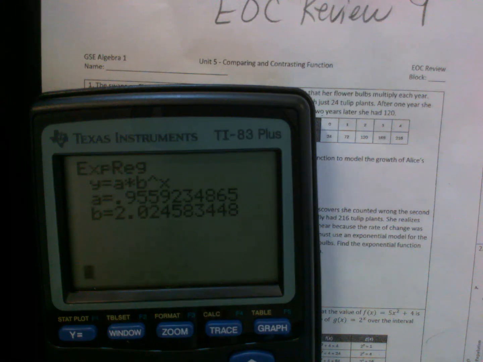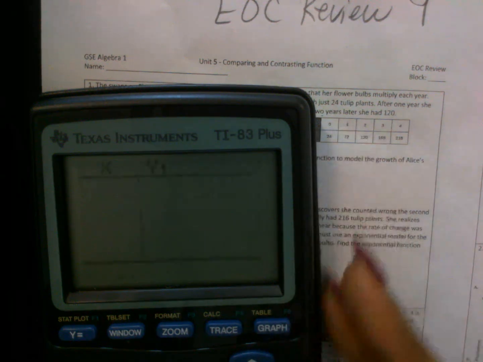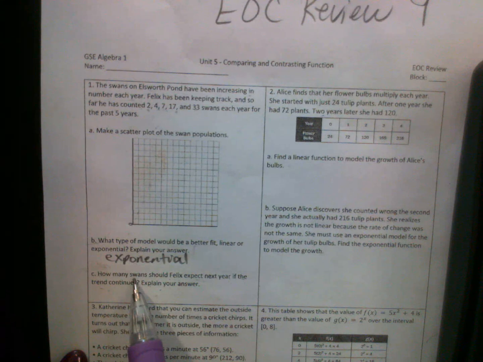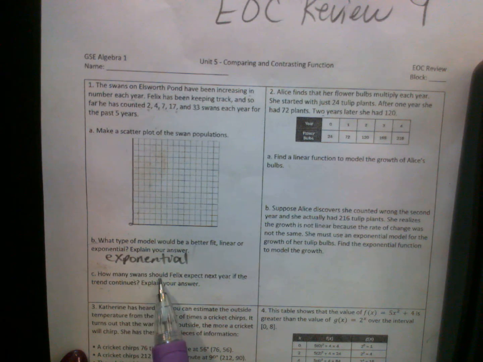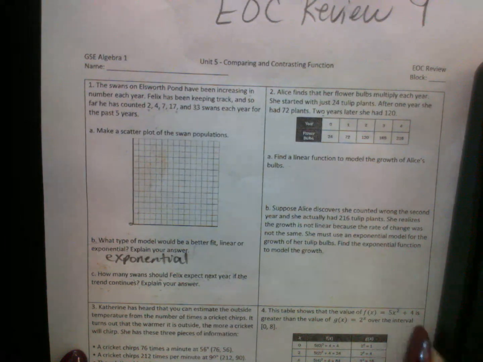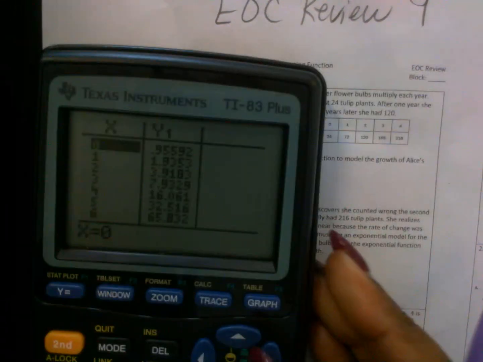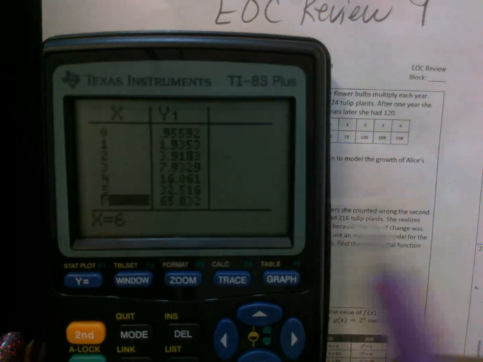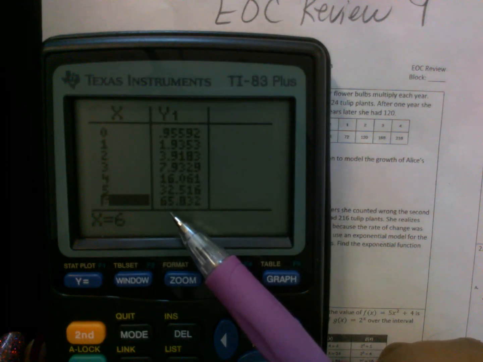So what 2 buttons do we press to view the function table? Second graph. So when we go to second graph to view the function table, we want to know how many swans Felix could expect next year. So next year will be the 6th year, right? So what's the 6th year about? 65.8. So it's about 66.